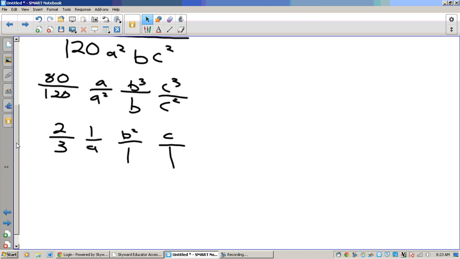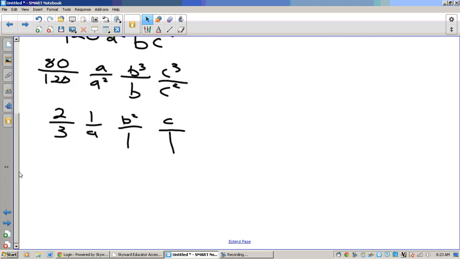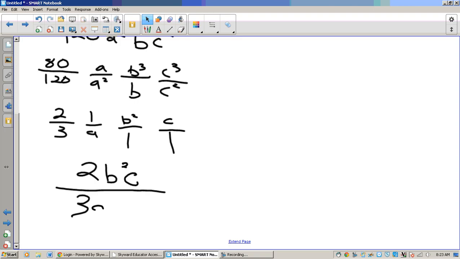And then to finalize this, you're going to have 2 times 1 is 2. So it's going to be 2 b squared c over 3a. Because you don't have to do the 2 1s. So it simplifies for that.